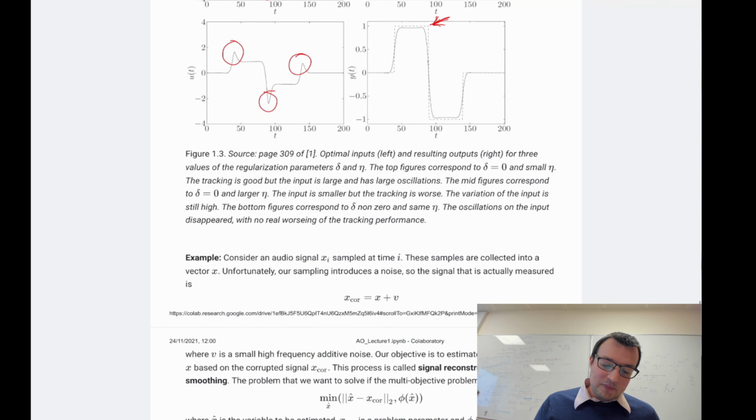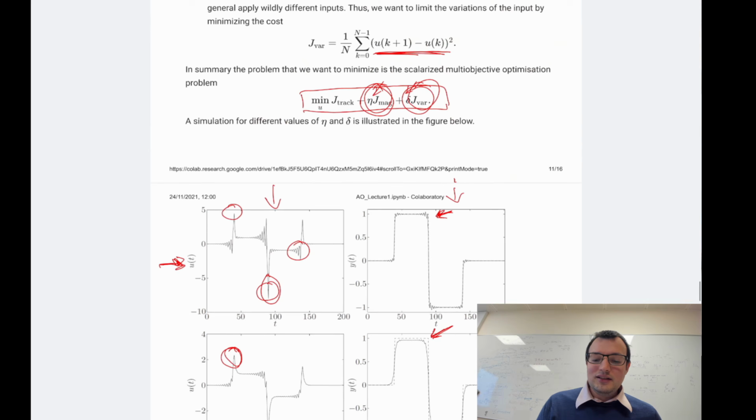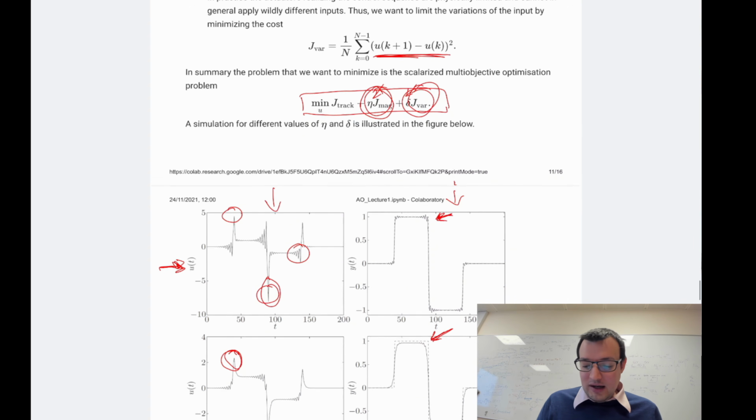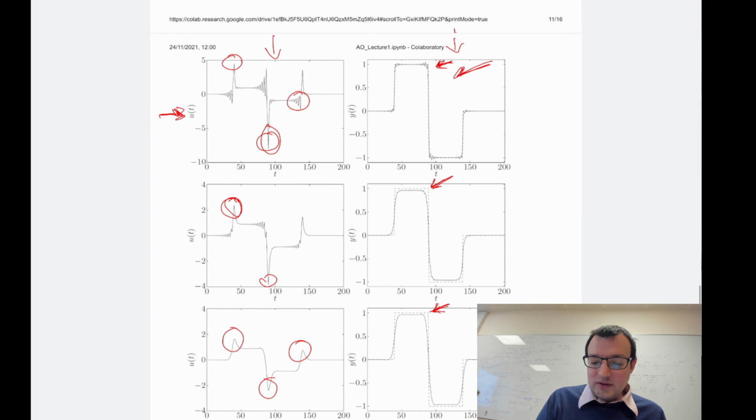Okay, so this is an example to show you how you can weight multiple objectives at the same time, and by varying these parameters, you get different optimal solutions. And it really depends on what you care about. If you care about tracking the most, then you will look for this one. If you don't care too much about the tracking, but you care more about smoothness, then you look for the third solution. The second doesn't really make sense in this case. It doesn't give you a good improvement with respect to the last one, for instance.